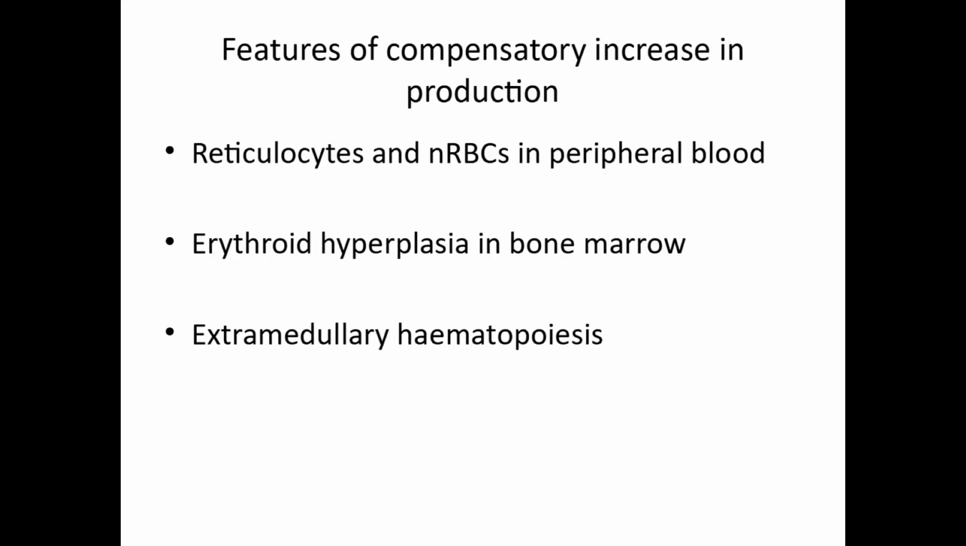Since there is anemia in the blood, the bone marrow will try to compensate for it. Firstly, you'll be able to see increased number of RBC precursors in the bone marrow so that the bone marrow can produce more RBCs. Then some of the precursors of RBCs like reticulocytes and nucleated RBCs will leak out into the peripheral blood. At one point of time, the bone marrow is unable to compensate for the anemia in the peripheral blood.